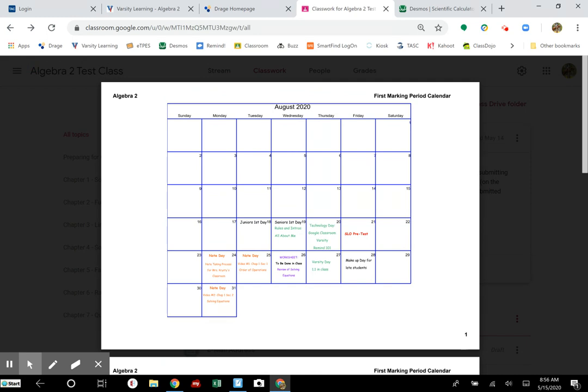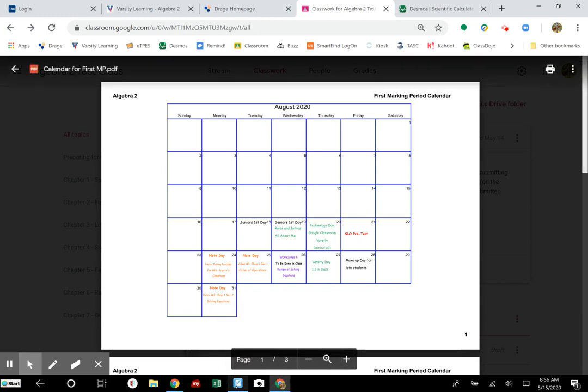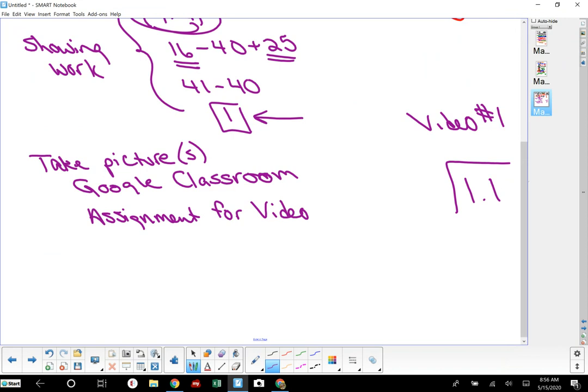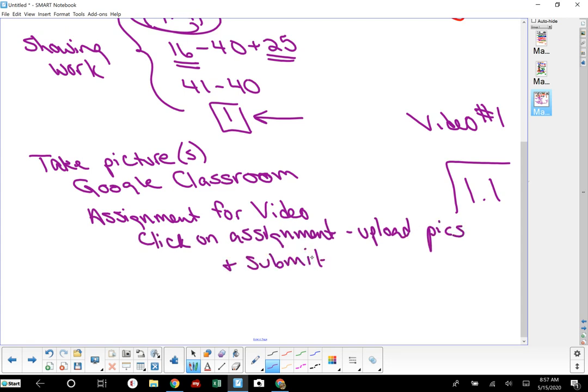All right, so that takes you out to Google Classroom, so you know what you're doing there. Let me go back here. So you're going to take pictures of your notes, go to Google Classroom, go to the assignment for the video, which was that very first one. You're going to click on the assignment, and that allows you to upload your notes and submit. All right, so that's it.